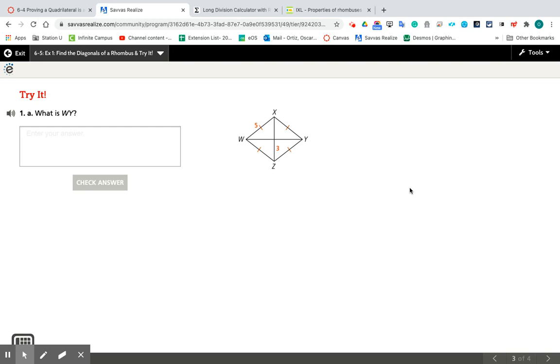Now please see if you can answer the question here. What is WY? Knowing this is WY, knowing this is 3 and knowing that is 5. Okay, so please remember the definition of a rhombus, and pause the video and then check your answer after you have tried something.